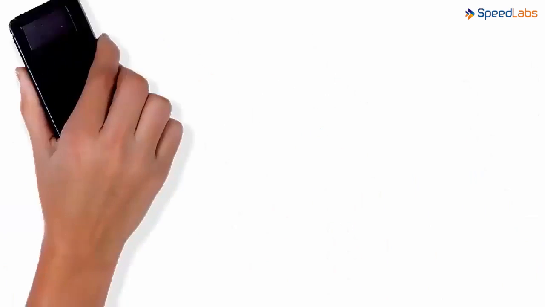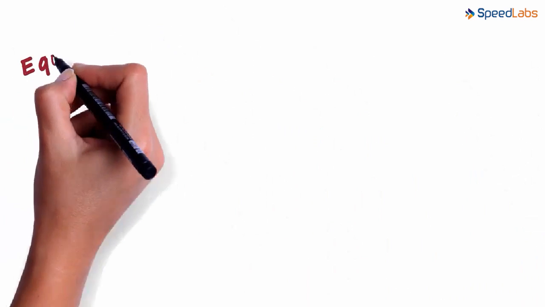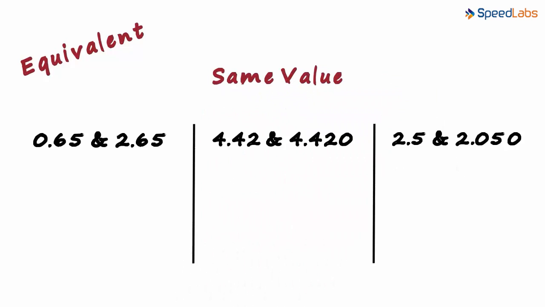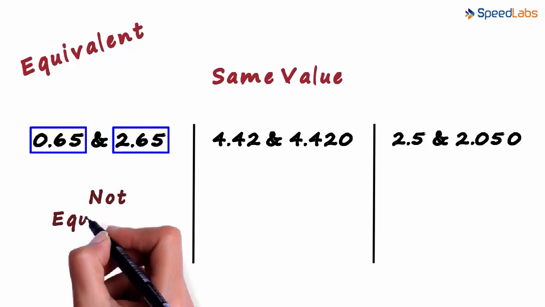Now we look at one last concept in this video. What are equivalent decimal fractions? Two decimal fractions are equivalent if they have the same value. Look at these three pairs of numbers. Are 0.65 and 2.65 equivalent? We can see that the digits after the decimal point are same in both the cases, but the integral part is different. It means these two decimal fractions do not have the same value. These two decimal fractions are not equivalent.